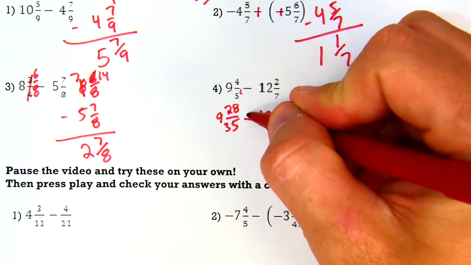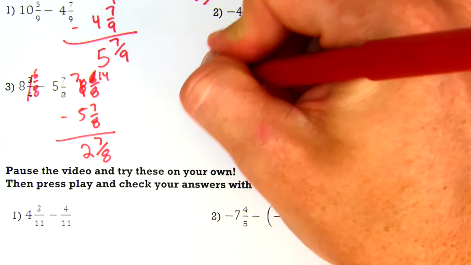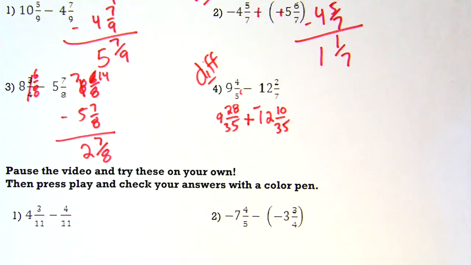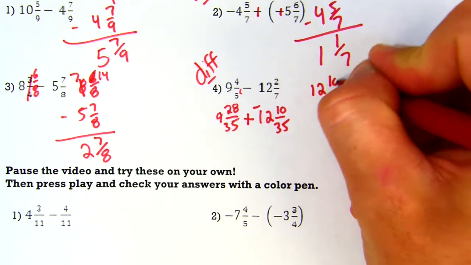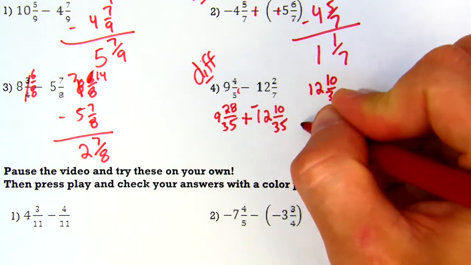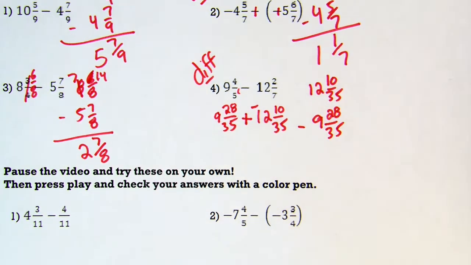Okay. I don't want to subtract, I want to add the opposite. So I have a negative and a positive now. They're different, so I'm going to subtract the two. Let's go ahead and put the bigger number on top there, so 12 and 10/35 minus 9 and 28/35. Okay.